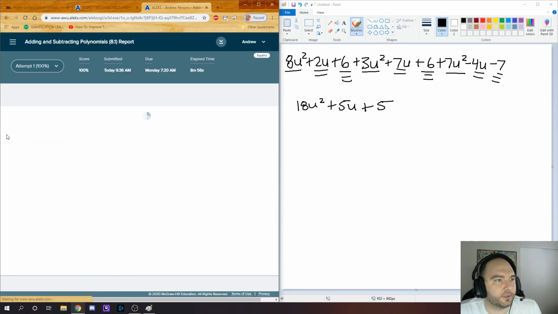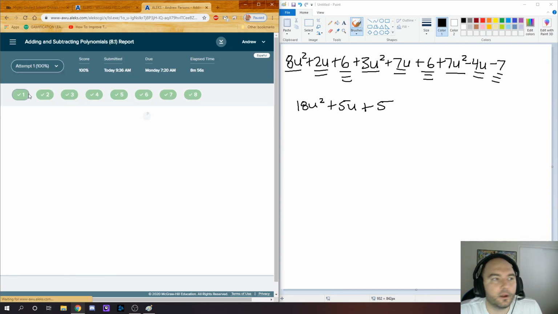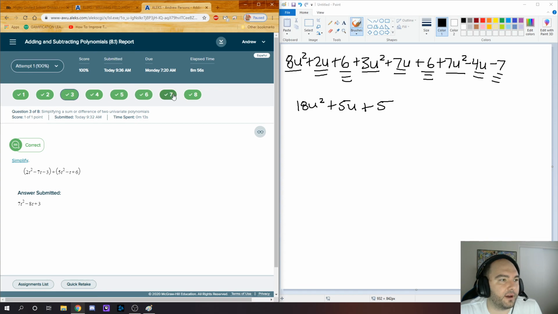Let's go to the report. So there's 2 questions that were about the degree and the leading coefficient. So the degree is the highest exponent we see, and the leading coefficient is the coefficient, the number out front of that specific term that had the highest degree. We had 5 problems in a row of adding the like terms. The parentheses really didn't matter because there wasn't a minus sign.